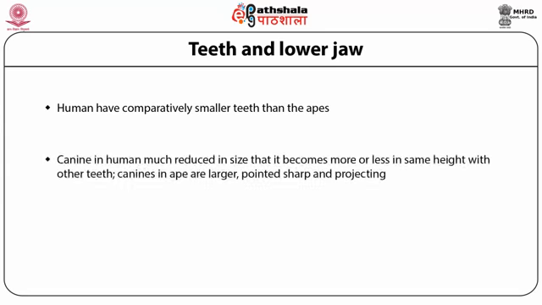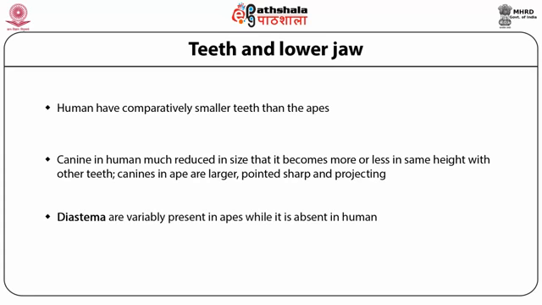The canine in humans is no more used for tearing flesh, so it is much reduced in size, so that it becomes more or less the same height as the other teeth. The canine in apes is larger, pointed, sharp, and projecting. Diastema are variably present in apes, but altogether absent in humans.